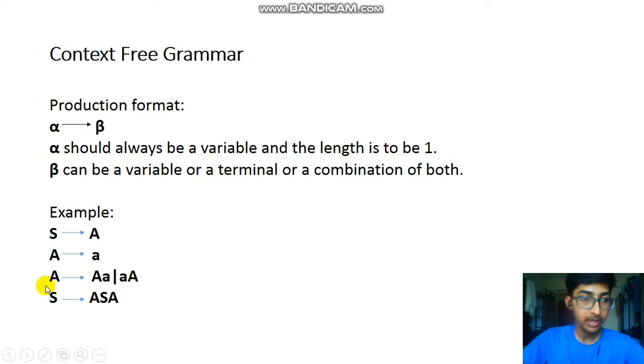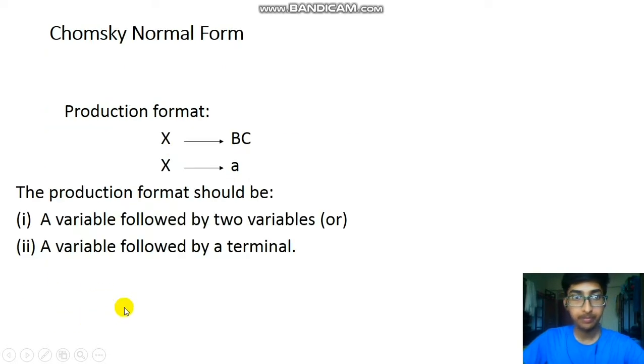Third one, A defines AA or small aa, which is a combination of both a variable and a terminal. It could be anything, a variable followed by a terminal or a terminal followed by a variable. Fourth one, S defines ASA. There is no restriction for the length of beta, so this is also a context-free grammar.